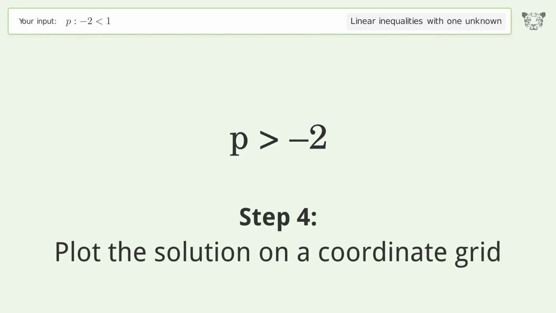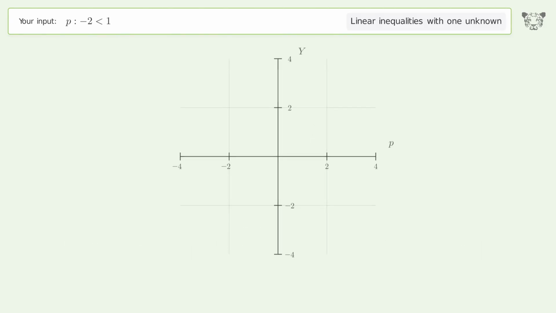Plot the solution on a coordinate grid. And so the final result is p greater than -2.